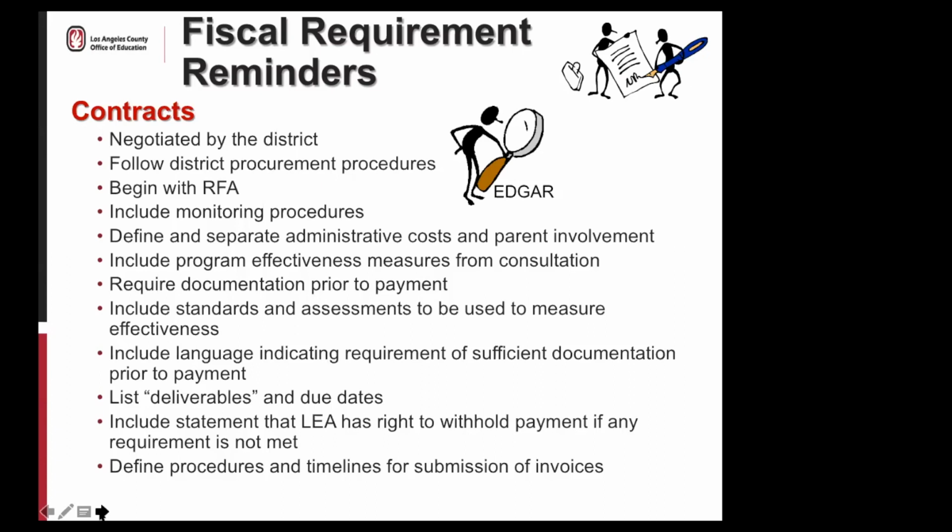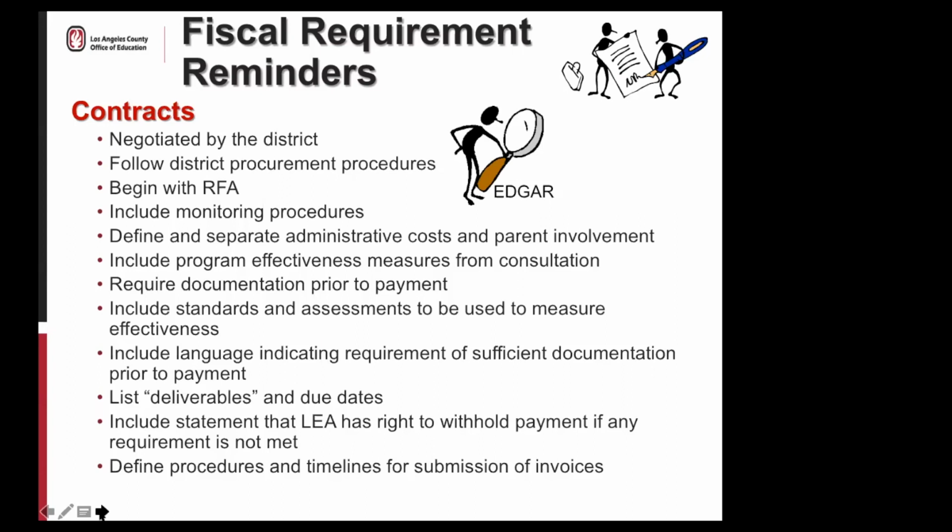Then you, as the district, go back and find a contractor, either if you have to do an RFA, depending on the amount, your level at the district, if you have to go through that process, your own procurement procedures, you develop the RFA, and then also you need to include in the contract monitoring procedures. How are you going to monitor the contractor's work?